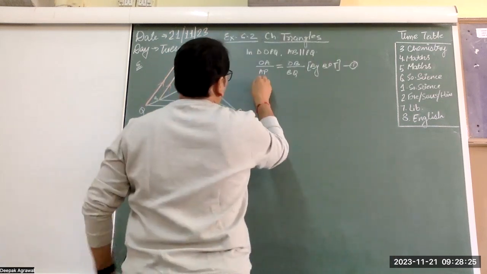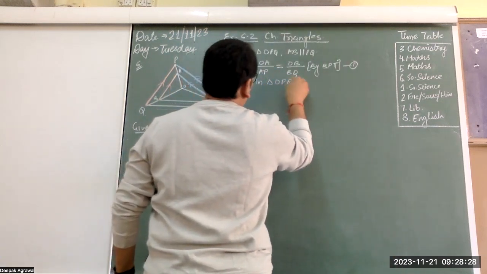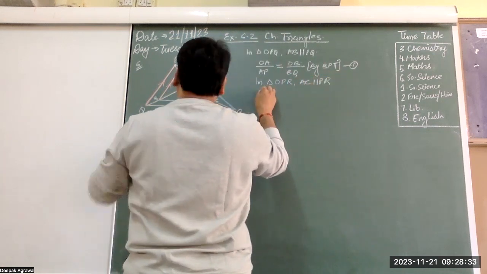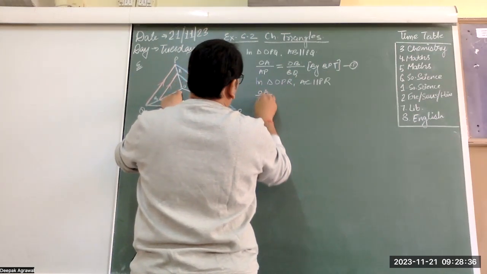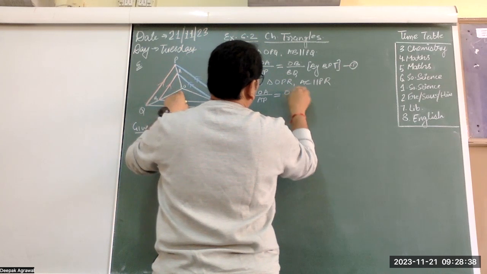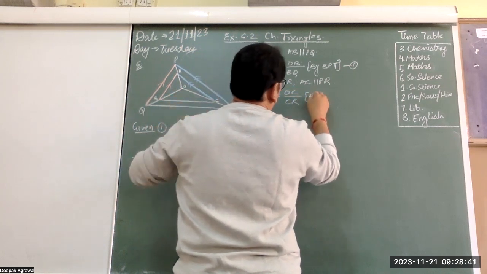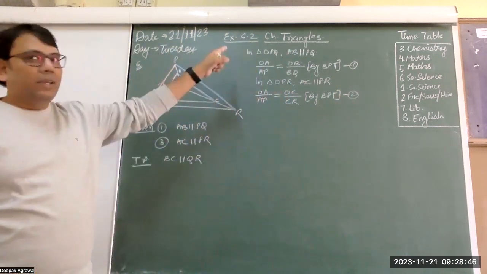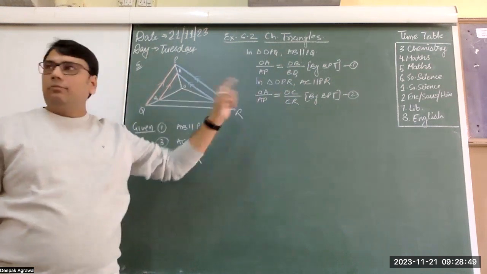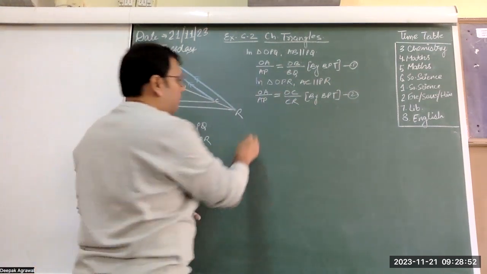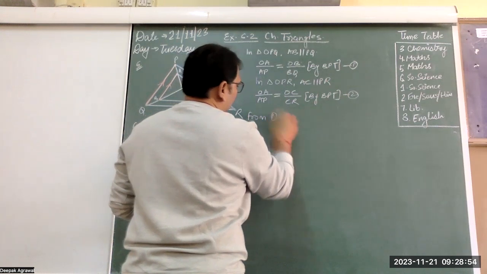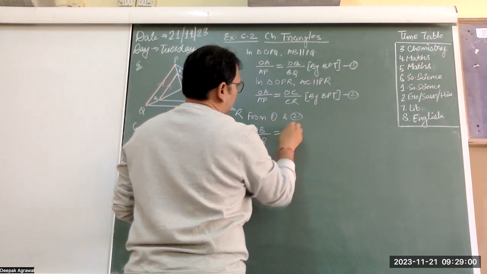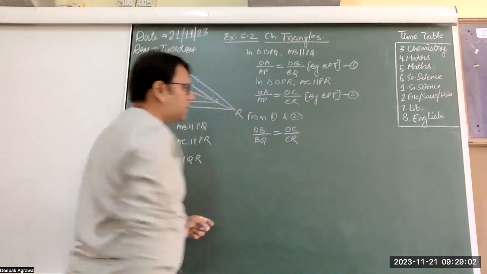Similarly, in this one, in triangle OPR, AC is parallel to PR. Again, if I apply BPT, OA upon AP is equal to OC upon CR by BPT, and this will become equation 2. We can see that LHS of both of them are equal, hence the RHS will also be equal. So from 1 and 2, OB upon BQ is equal to OC upon CR.